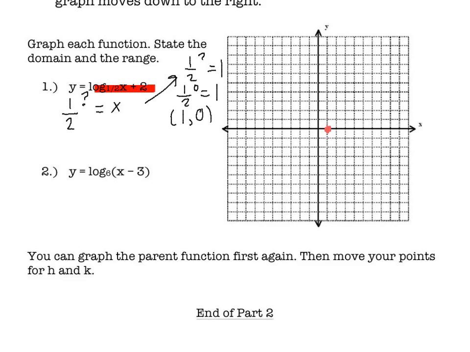So let's do 1/2 to some power is 2. And 1/2 to the negative first power is 2. So another point on this graph is going to be (2, -1). And just do another point until you really get used to what these look like. So another point that I could do here is 1/2 to the negative second power is 4. So another point on my graph is (4, -2).